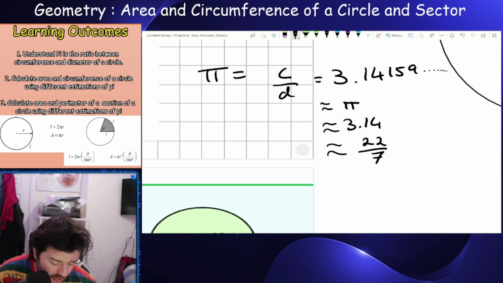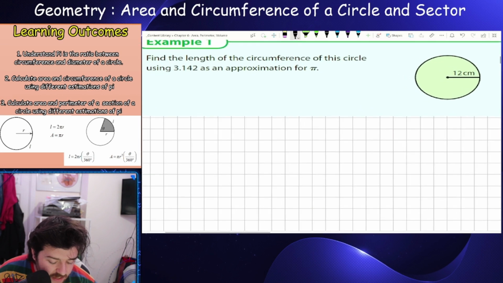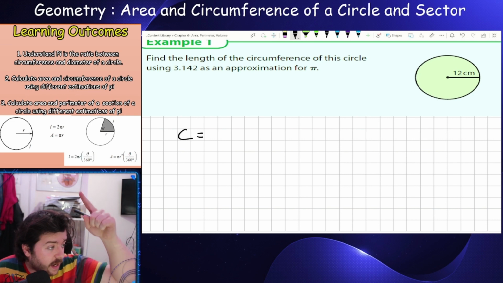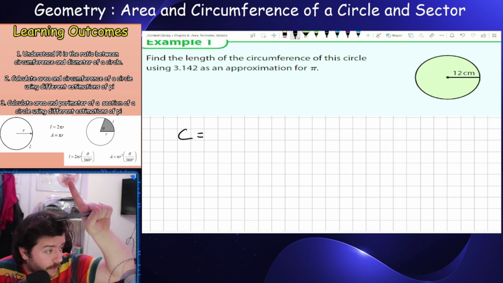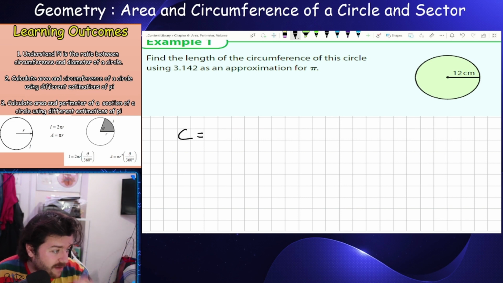So let's have a look at our first question here. Find the length of the circumference of the circle using 3.142 as an approximation for pi. I know the circumference is equal to, so if you look up here, this is what you're going to get in your formula and table book. On the left image here, I have L is equal to 2 pi r. L just means the length around the circle, or the circumference. So the circumference is equal to 2 pi r.